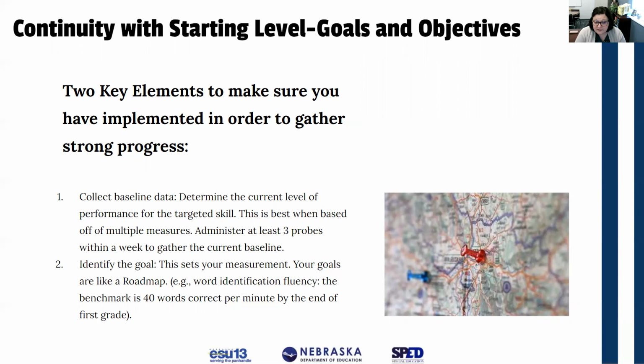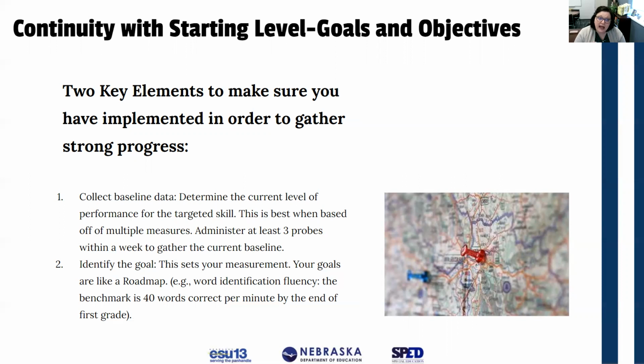We also have to identify the goal. We have to know exactly what we're measuring. So reading the goal is very critical. If it is a word identification fluency goal, then we're going to measure fluency. So in the example I give you, the benchmark is 40 words correct per minute by the end of first grade. So we would say, if the benchmark is 40, we should be showing growth that would allow us to get to 40 over the time frame that we have that IEP written for. If we're not making sufficient progress, then we may need to revisit it.